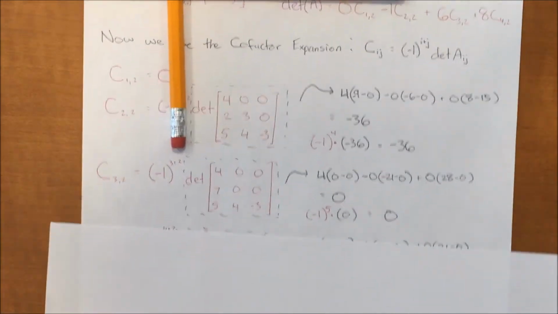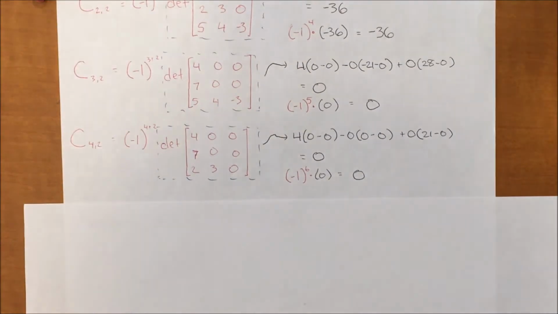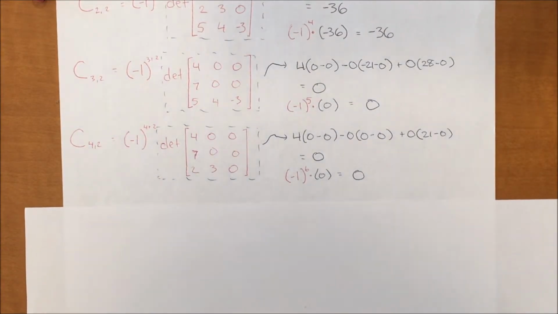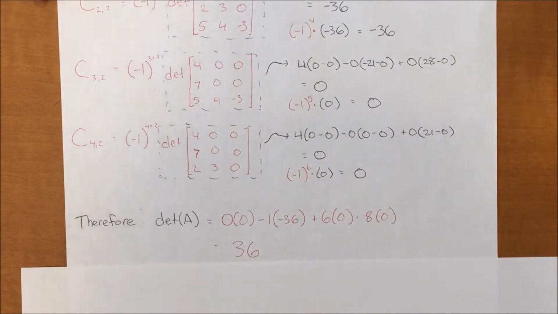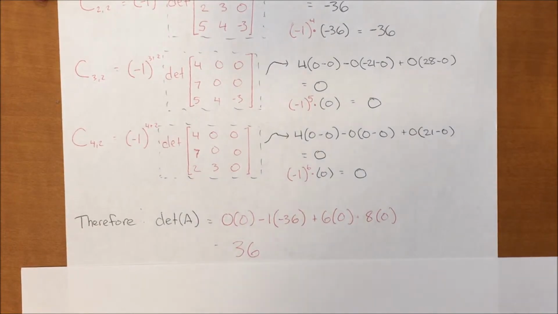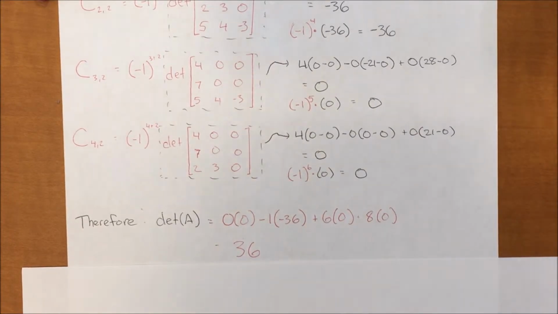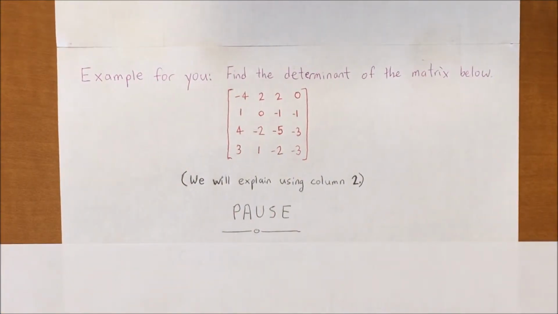Finally, evaluating the last matrix, we get another determinant of 0 for our 3 by 3, and we can finally find the determinant of our matrix A by using the determinant formula we learned from before and multiplying by constants. So 0 times 0 minus 1 times negative 36 plus 6 times 0 plus 8 times 0 all gives us an answer of 36. Now let's look at the second example.